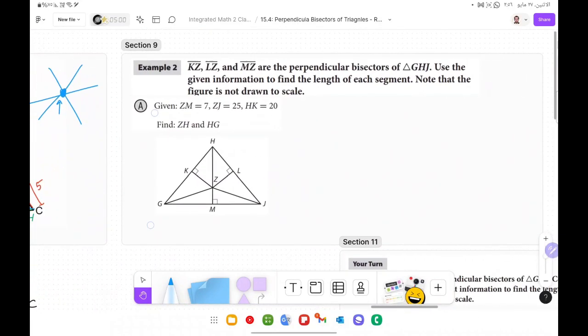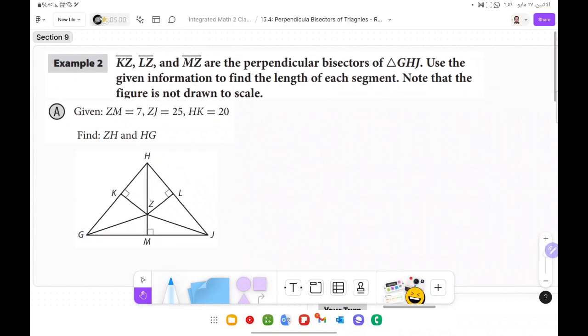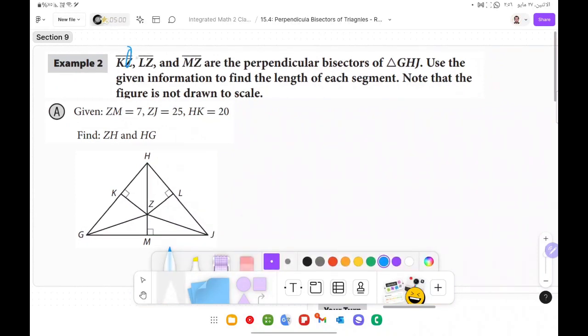Now let's take an example to apply what we learned, example number 2. It says KZ, LZ and MZ are all perpendicular bisectors. Perpendicular bisector means this one here, this one here, and also this one here. That means this side should equal this one, this side should equal this one, and this side should equal that one. Now let's find the given information. The given information: ZM is equal to 7. So where is ZM?